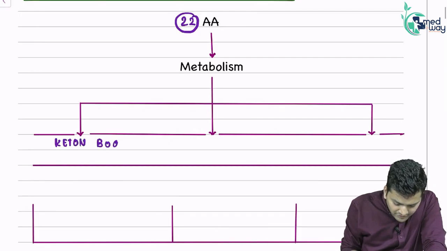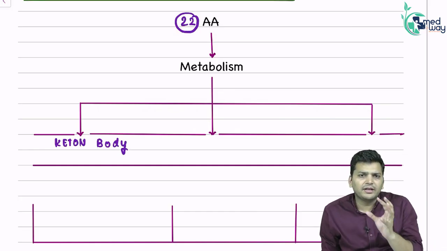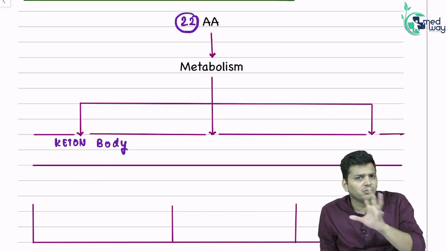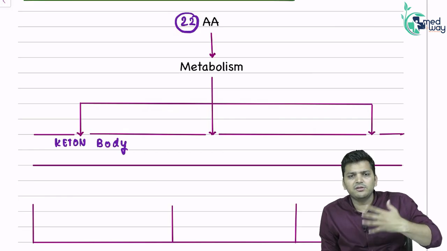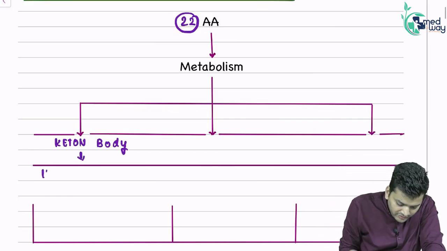What is a ketone body? We will discuss that in the subsequent videos. But as of now, if you take the amino acids, there are some amino acids which, after metabolism, are going to make ketone bodies. If they make ketone bodies, they are called ketogenic amino acids.